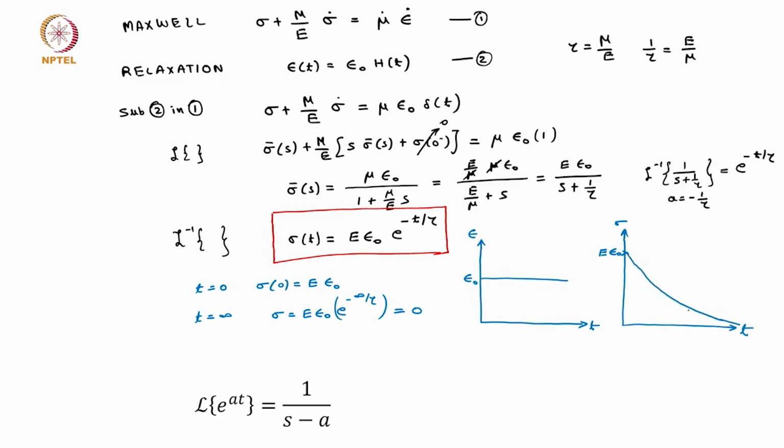But there is one more interesting observation we can make from this equation, by plugging in what happens when time t equals the relaxation time, tau. When time t equals tau, sigma is E epsilon naught times e power minus tau by tau, which is e power minus 1, which is simply E epsilon naught times 1 by e.